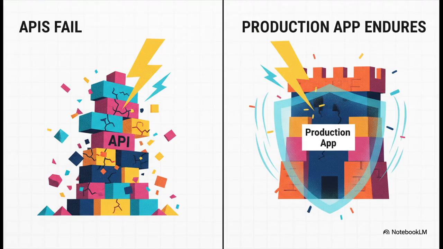Because let's be totally honest. In the real world, APIs go down, networks get flaky, things just fail. A prototype can crash and burn, and that's fine. But a production app, it needs to be a fortress. It needs to handle errors with grace and keep on running, no matter what. Resilience isn't a feature, it's a requirement.